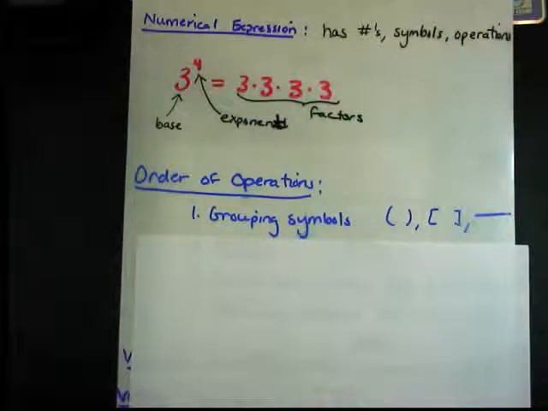That fraction symbol is also known as a division symbol, and it separates a numerator from a denominator. It does tell you if there's more than one thing going on in the numerator, you have to simplify that first, or the denominator first as well. But grouping symbols is the first order of operations. Do whatever is inside the grouping symbols, or above or below the grouping symbol if it is the division bar.